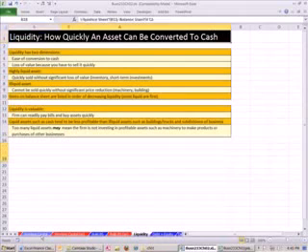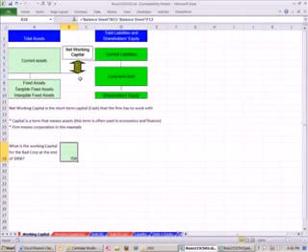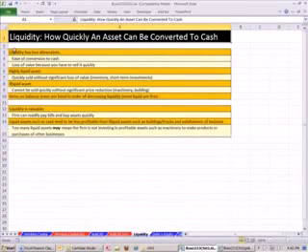If your working capital is getting too small, maybe you have to sell assets so you can get cash. And in fact, that's what happened during the financial crisis. People tried to sell assets, but during a financial crisis, it's hard to sell assets unless you're going to give a really low price. So let's talk about liquidity. Liquidity: how quickly an asset can be converted to cash.